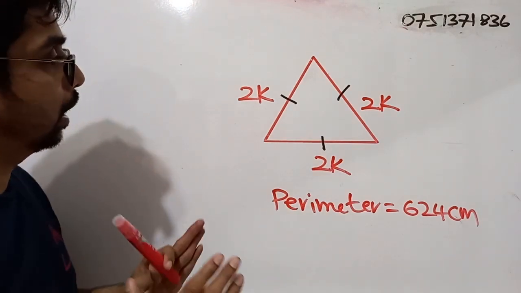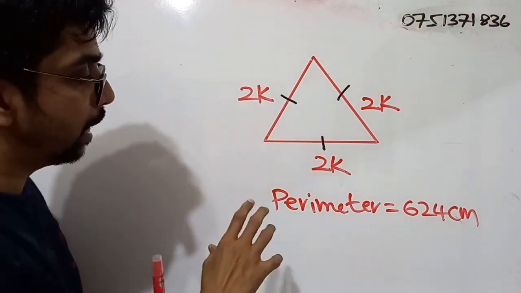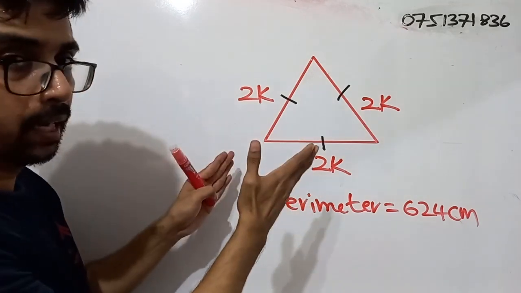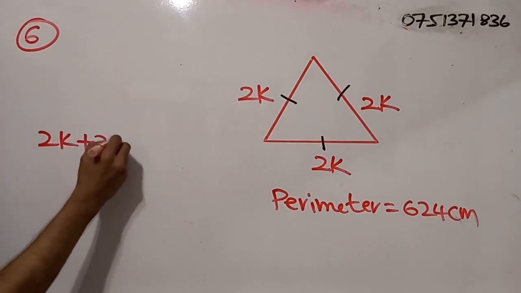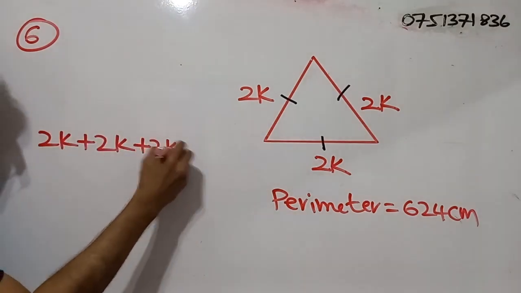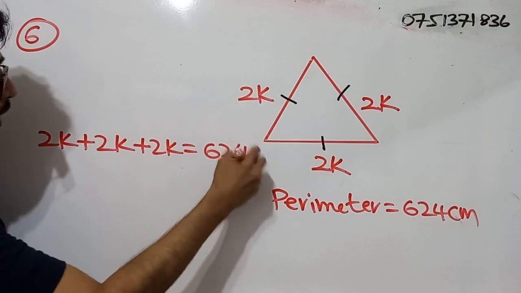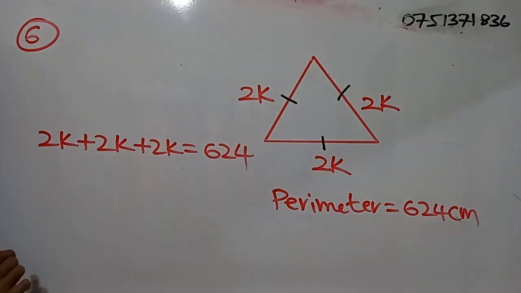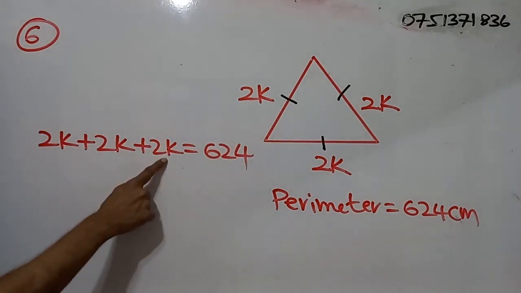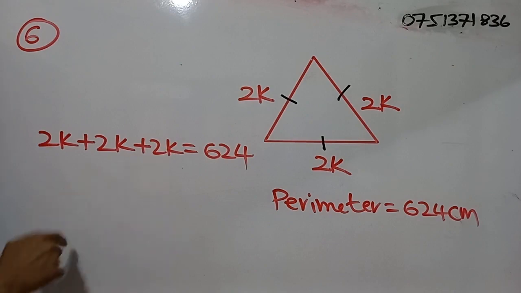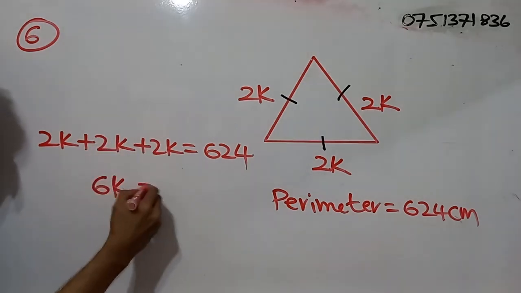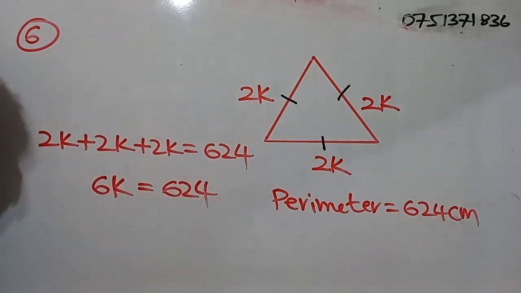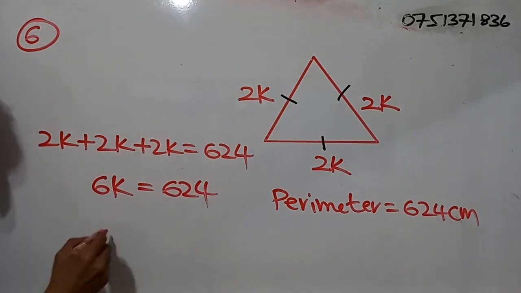So if we write an expression regarding the perimeter of this equilateral triangle, what will it be? 2k plus 2k plus 2k, that is equal to 624. What are these? Like terms. So 2k plus 2k plus 2k, what is that? 6k. 6k is equal to what? 624. So what is the value of k?